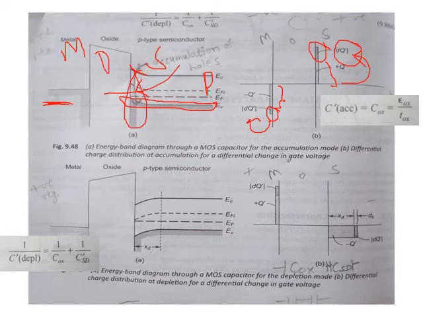So if we try to find out the capacitance C of accumulation, that is the capacitance under accumulation, it will be nothing but Cox. What is Cox? It is the capacitance due to the oxide, which is given by epsilon ox divided by Tox, where Tox is the thickness, right?